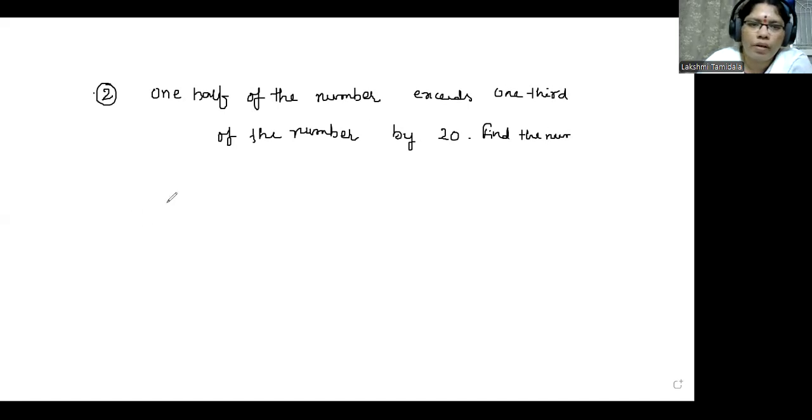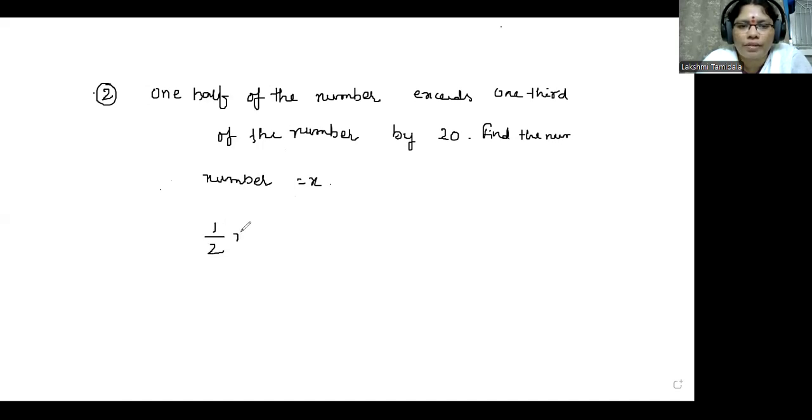Find the number. So 1/2 of the number. Do you know what is the number? No, we don't know that number. They have given the condition that 1/2 of the number exceeds 1/3 of the number. Do we know what is the number? We don't know that number. So we assume that number as x. So what is 1/2 of the number?